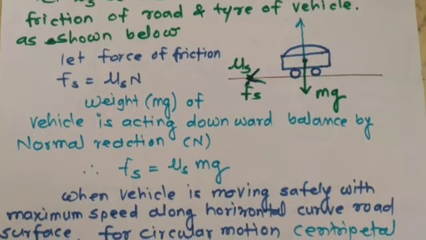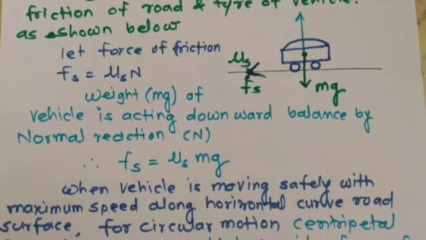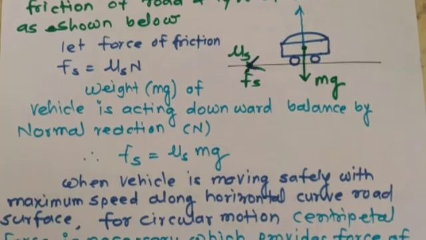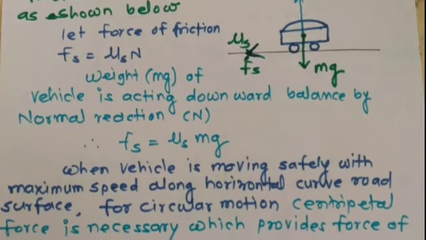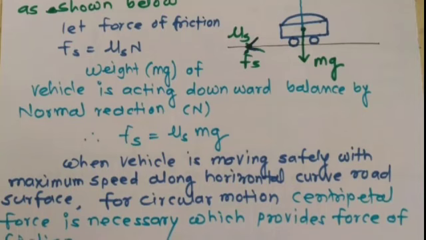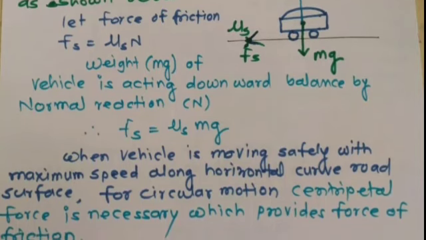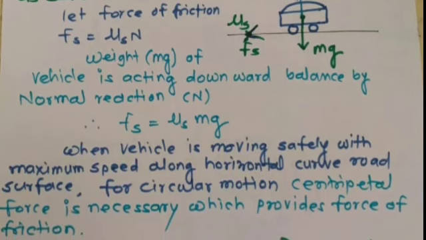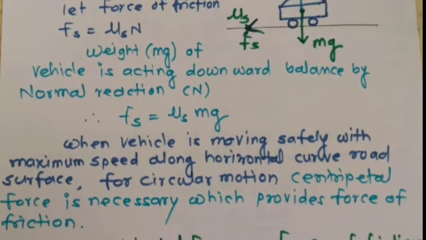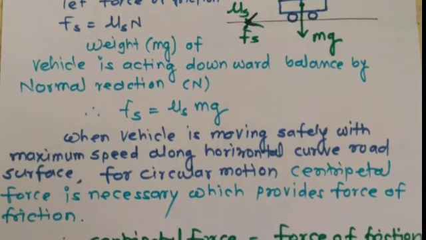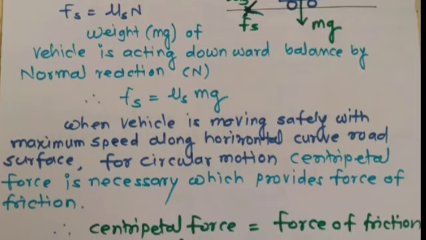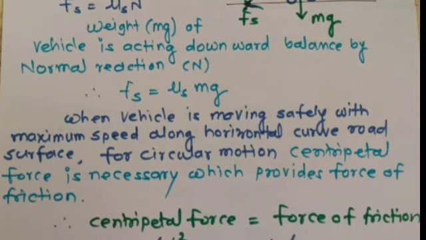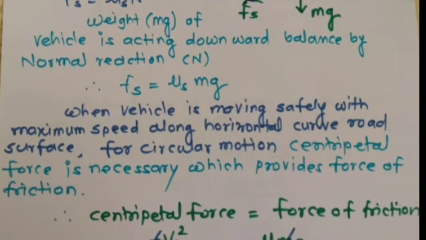Weight mg of vehicle is acting downward, which is balanced by normal reaction capital N. So static friction force Fs is equal to mu s mg when the vehicle is moving safely with maximum speed along the horizontal curved road surface.